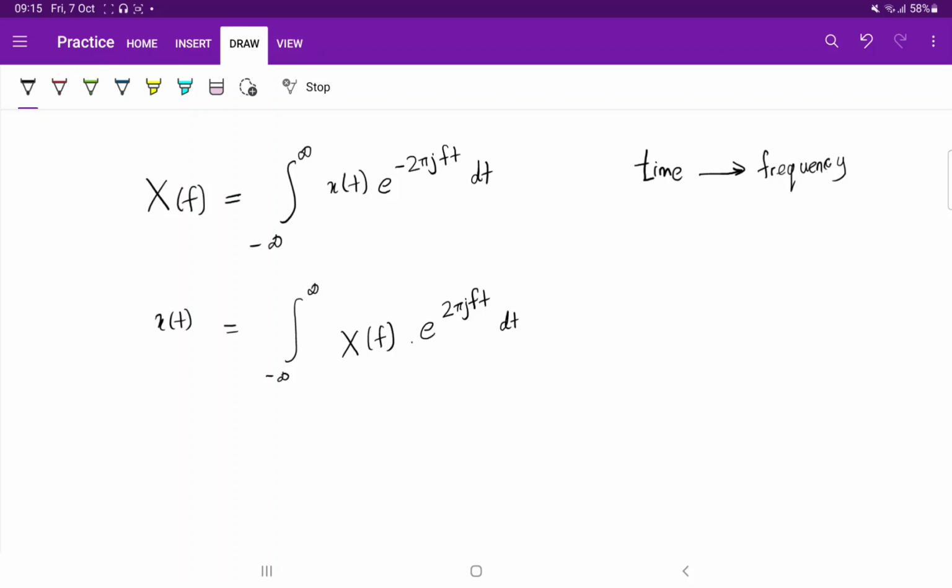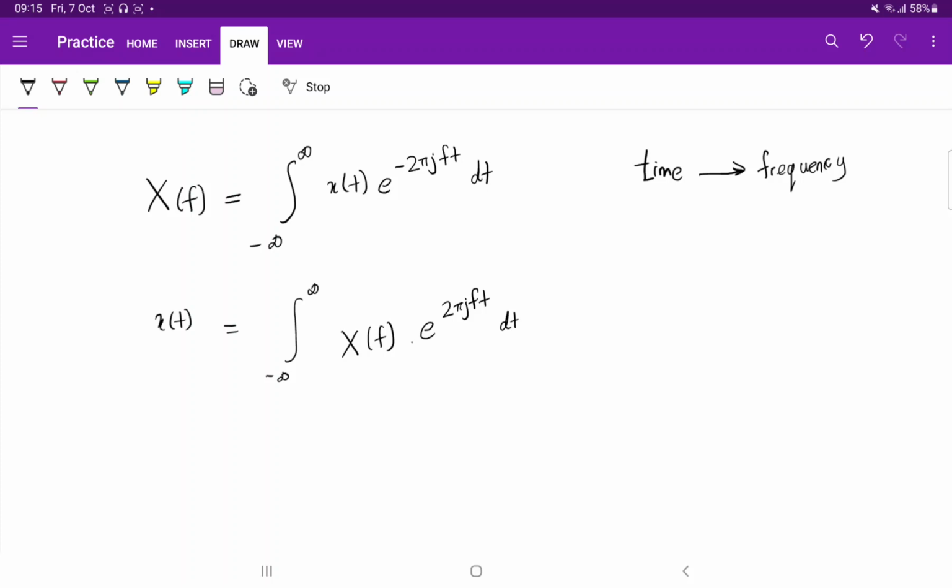Actually, there are many other functions to do this transformation. So that's the main idea. But in the signals and circuits controls module, you are going to learn the function using the Fourier transform. We are going to transform that function from the time domain to the frequency domain. So that's the important thing.